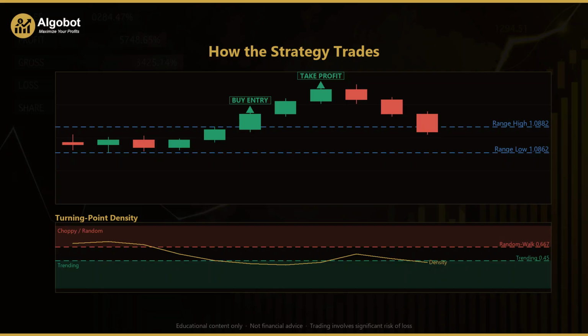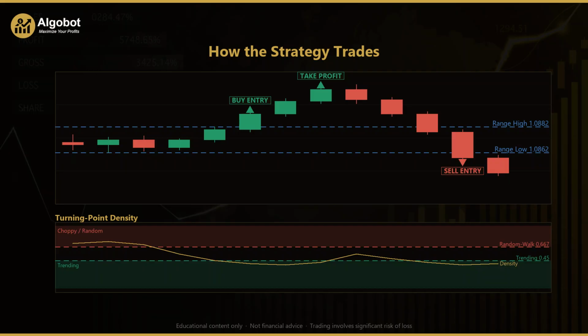Now the character of the market shifts. Around the eighth and ninth candles, price stalls at the highs and the density line climbs back up above the threshold, out of the green zone. The trend has paused, and the strategy waits patiently. Watch what happens next. Price rolls over and begins closing lower, candle after candle. The density line drops back down through 0.45 into the trending zone once more, but this time the net displacement across the window is negative. The market is trending downward.